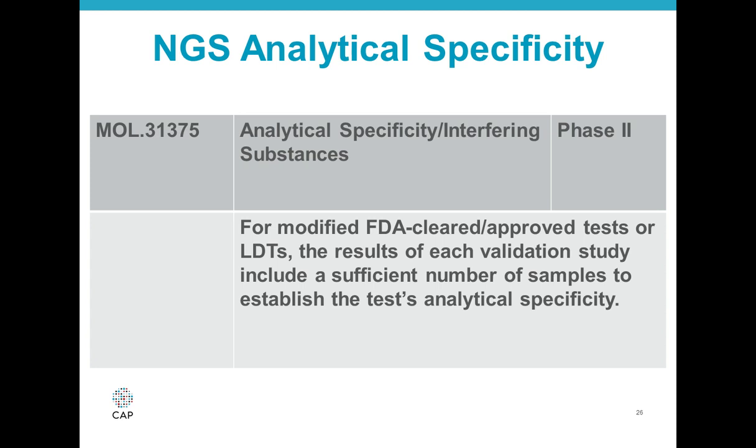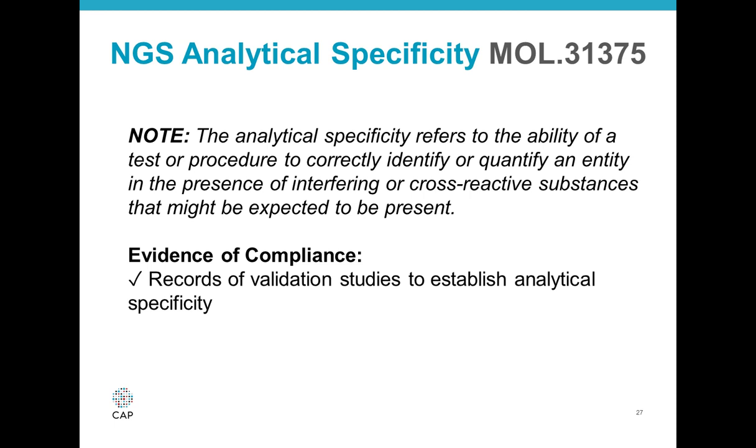The next item from the molecular pathology checklist applicable to next-generation sequencing-based testing is a requirement to establish the analytical specificity for the testing. And as previously noted, analytical specificity is the ability of a test to correctly identify or quantify an entity in the presence of interfering or cross-reacting substances that might be expected to be present.